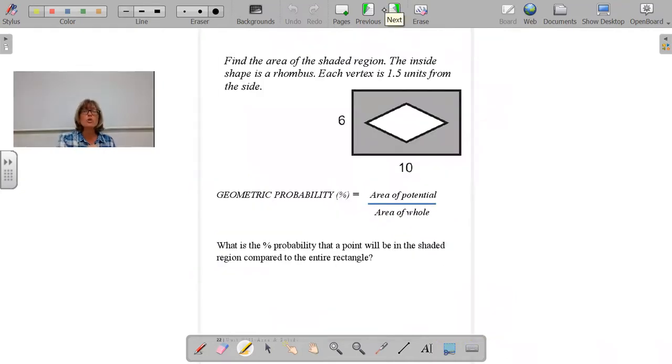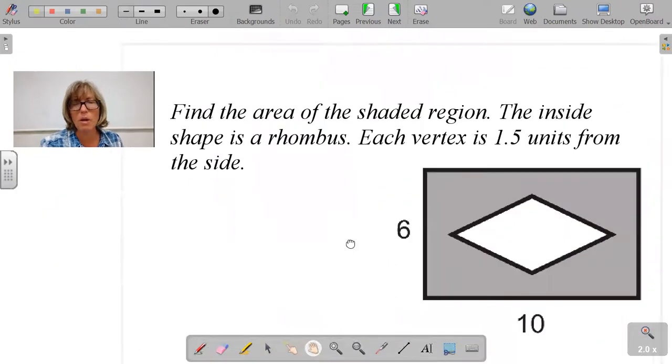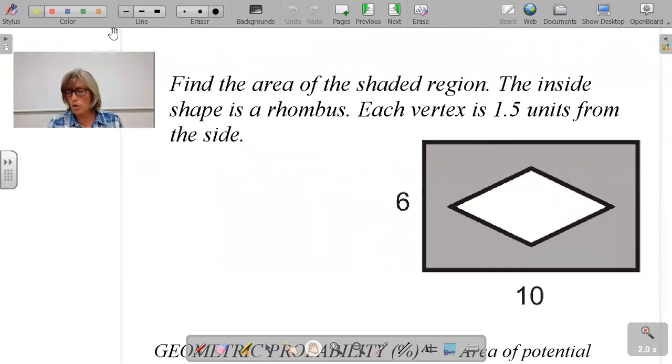Now that we can do composite shapes, we're going to talk about geometric probability. Geometric probability. The best way to introduce geometric probability is to simply do a problem involving geometric probability. Geometric probability is the probability involving area and volume. It's the probability that would involve potentially area and volume.